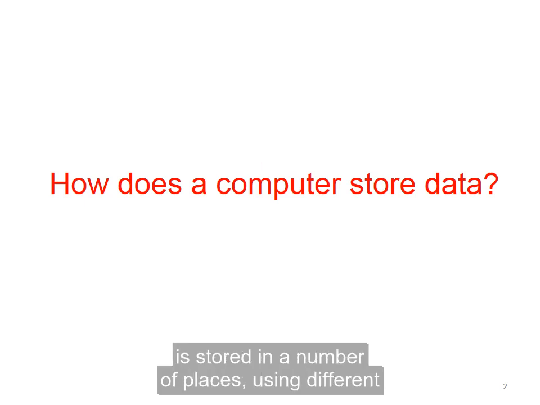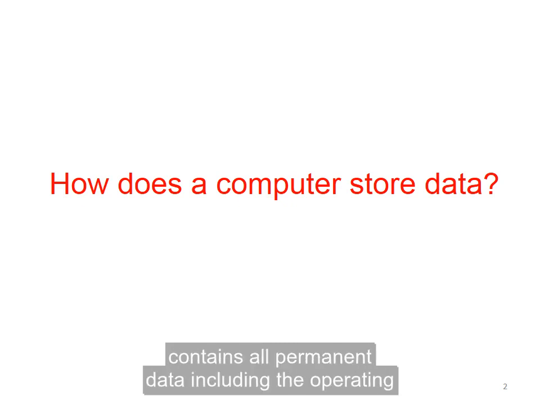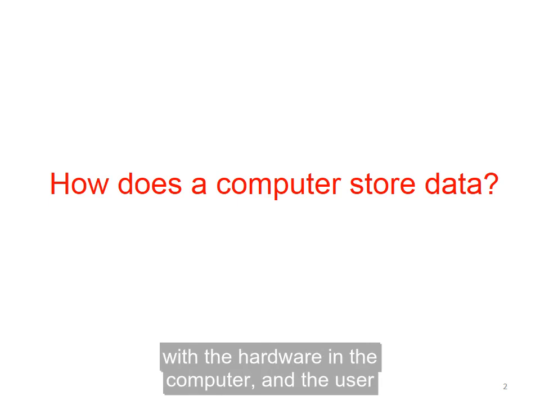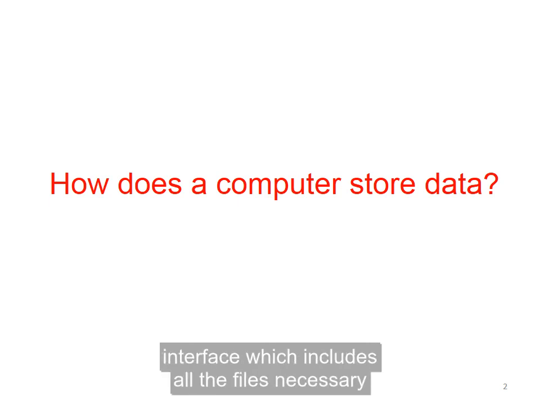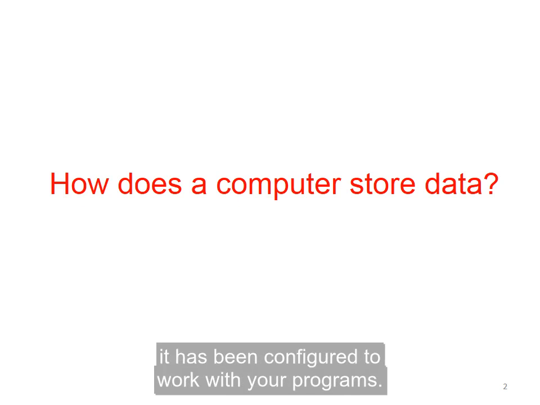Information is stored in a number of places using different technologies for each purpose. The hard disk contains all permanent data including the operating system, which gives you the means to communicate with the hardware in the computer, and the user interface, which includes all the files necessary to display items on the desktop, and the way that it has been configured to work with your programs.